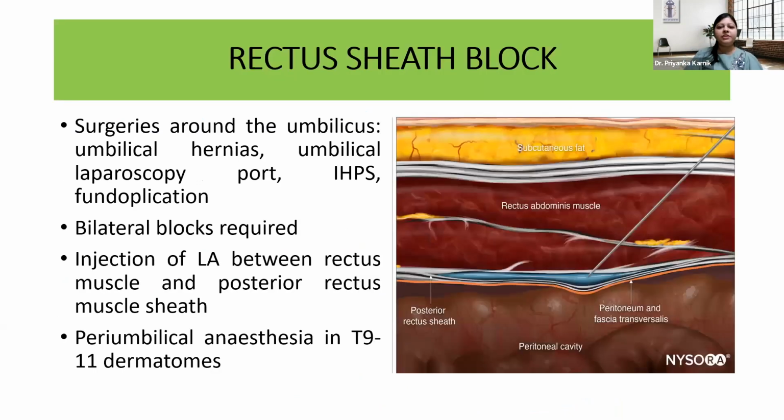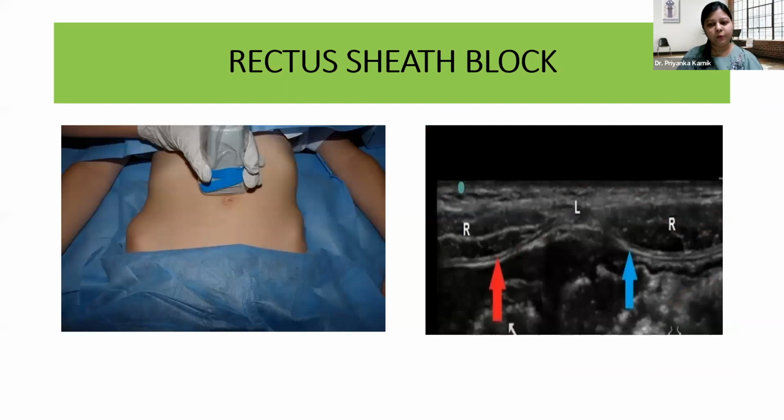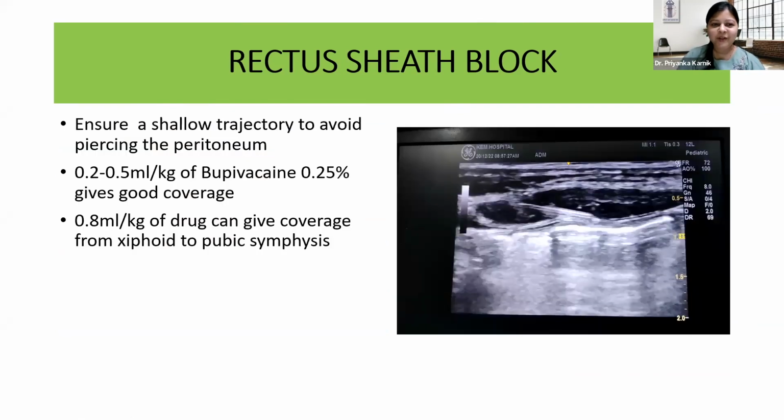This is used for surgeries around the umbilicus, that is umbilical hernias, for the umbilical laparoscopy port, for IHPS surgeries, and for fundoplication. This is a truncal block basically, and bilateral blocks are required for covering the entire umbilical region. The injection of the local anesthetic is between the rectus muscle and the posterior rectus muscle sheath, and it gives good periumbilical anesthesia in the T9 to T11 dermatomes. When you keep the probe just above the umbilicus in the midline, you'll be able to see the linea alba in the center and the 2 rectus muscles on either side. The rectus muscles are the muscles which actually form your 6 packs. When you shift the probe a little bit laterally, you'll be able to see the single rectus muscle.